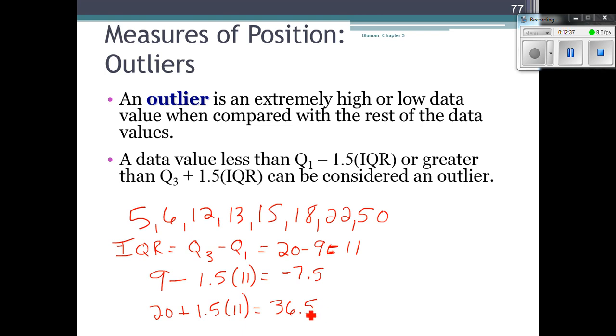Are there any numbers that are less than negative 7.5 or greater than 36.5? There are. That one right there. 50 is greater than 36.5, and therefore we would call 50 an outlier. Okay? Sometimes you have outliers, sometimes you do not. There are no low outliers here. Nothing's less than negative 7.5. 50 is an outlier that's greater.